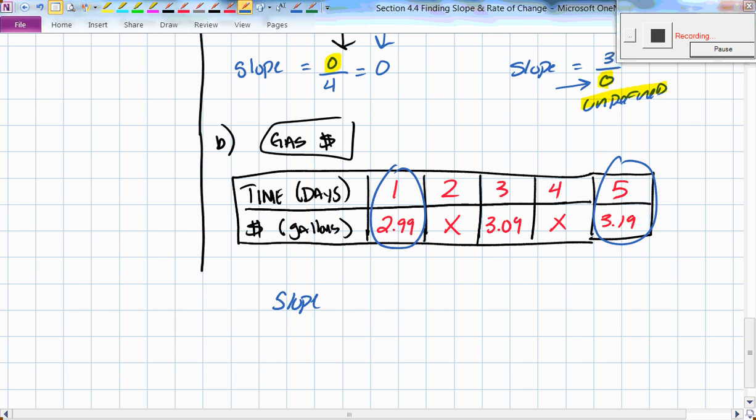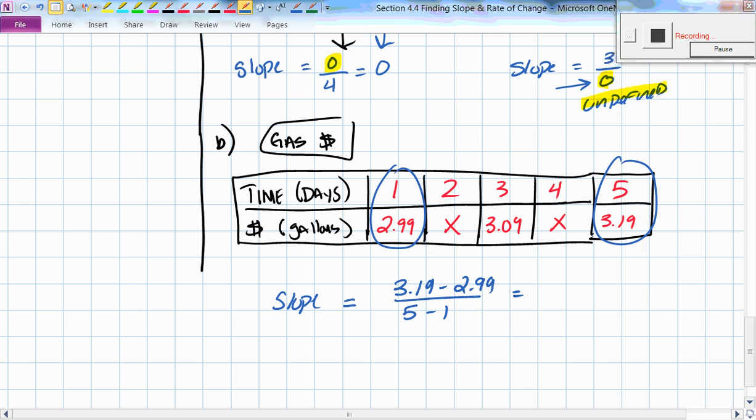And we're going to try and figure out how much money is it changing per day. So money per day. We're going to figure out the change in price divided by the change in time. So this is going to be nothing more than the slope. We're going to take 319, subtract off 299, and divide it by days, 5 minus 1.